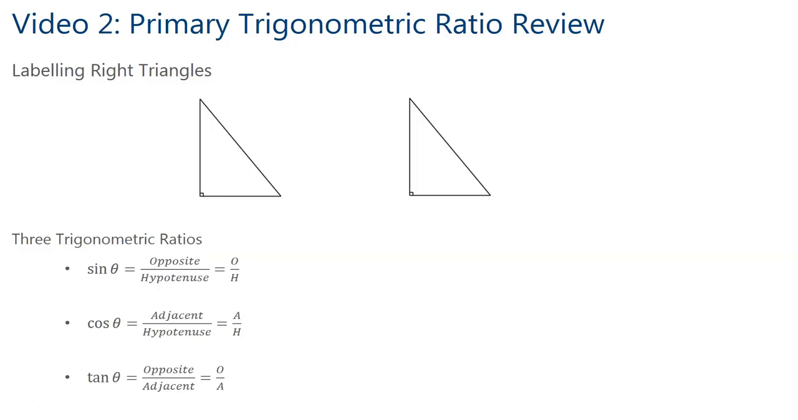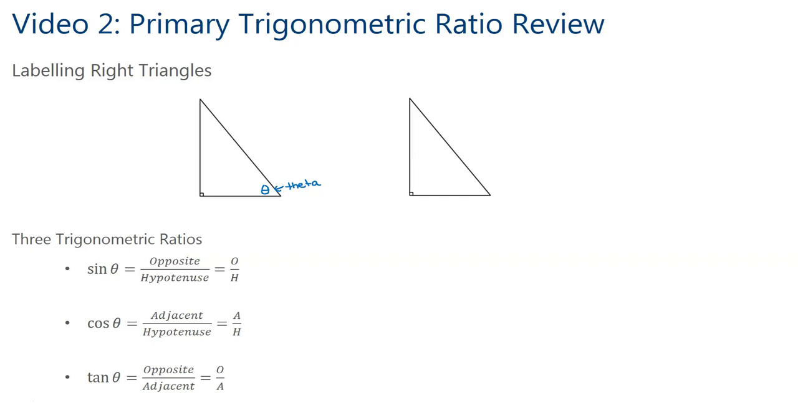Now in order for us to use our trig ratios in a right triangle to help us find missing angles or side lengths, we need to know how to properly label a triangle. So say this is angle theta here. Theta is just the symbol we use to represent a missing angle, just like we use x to represent a missing side length.